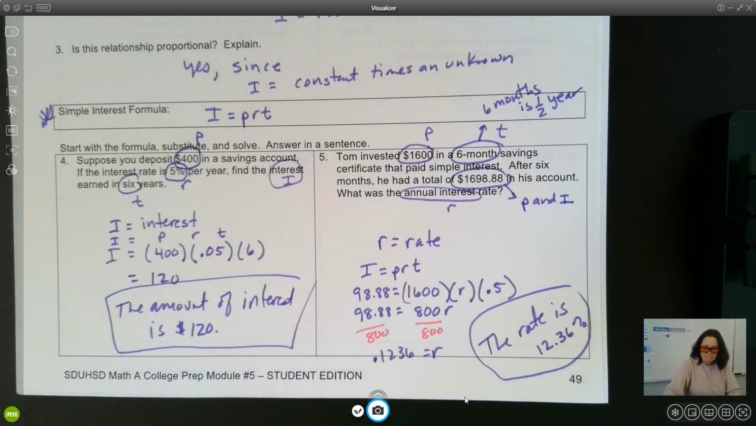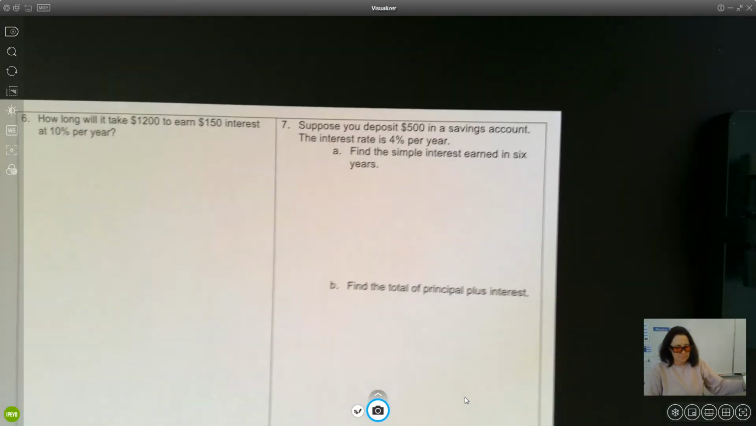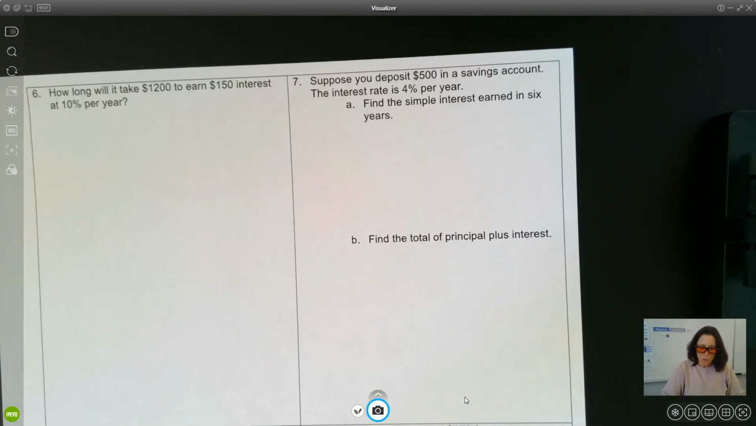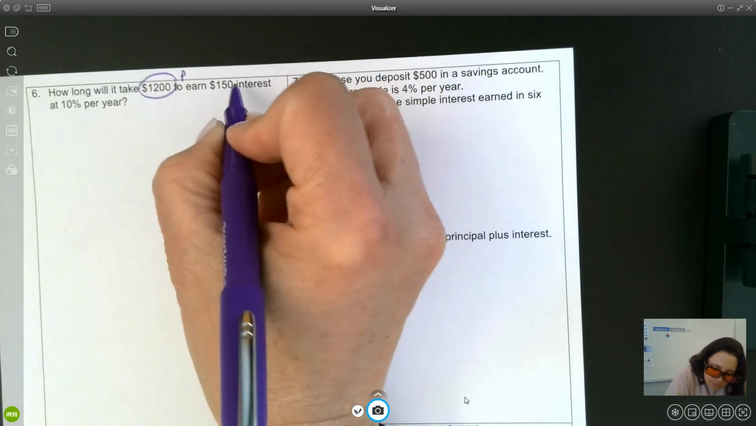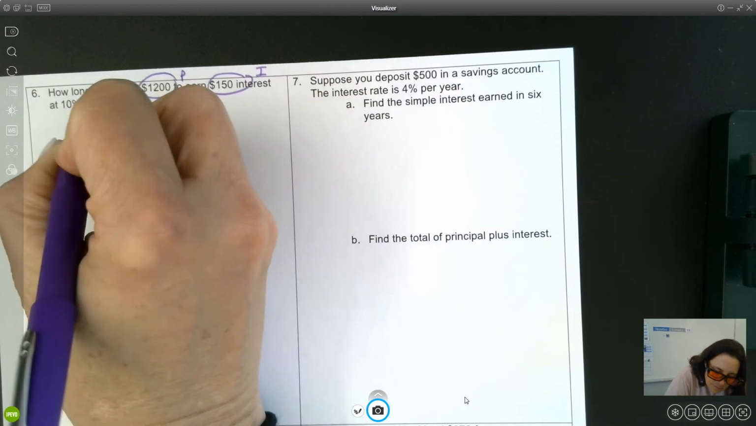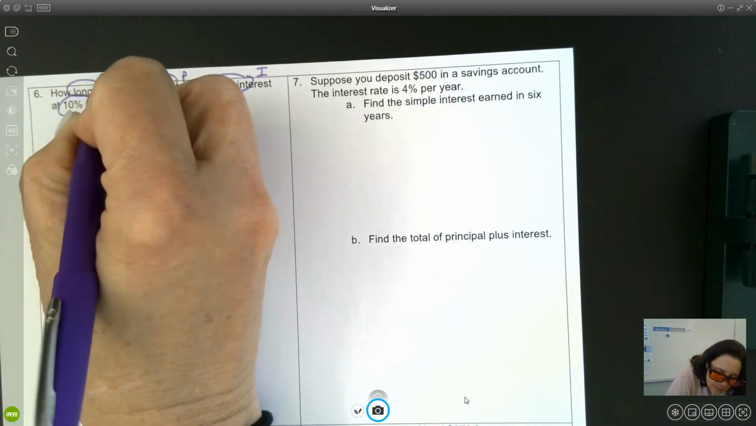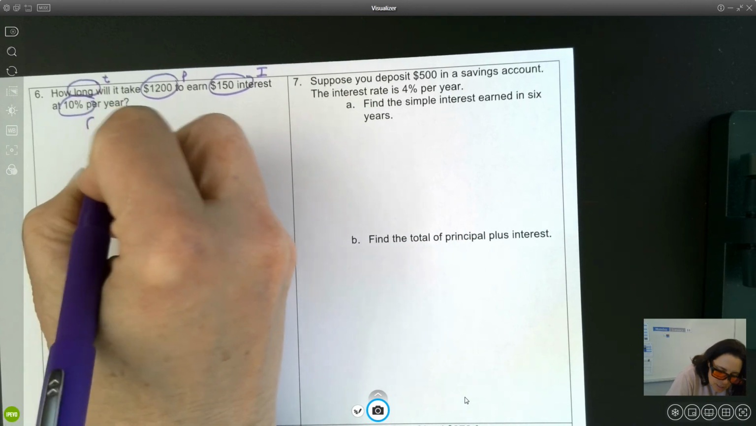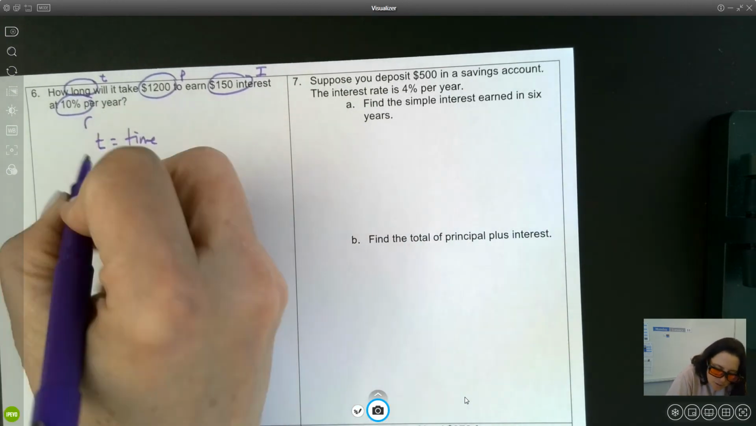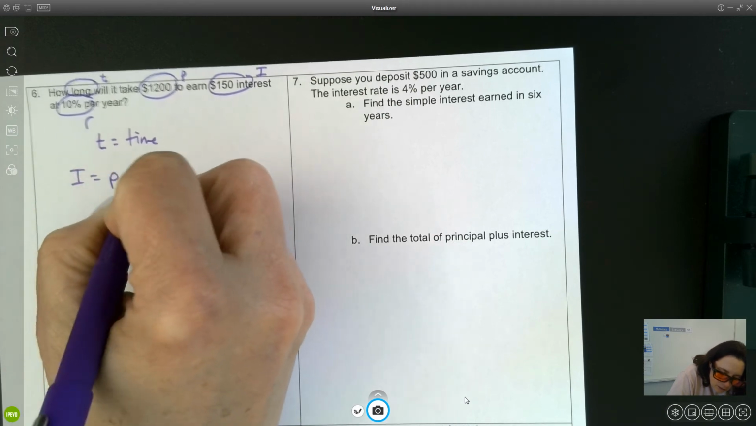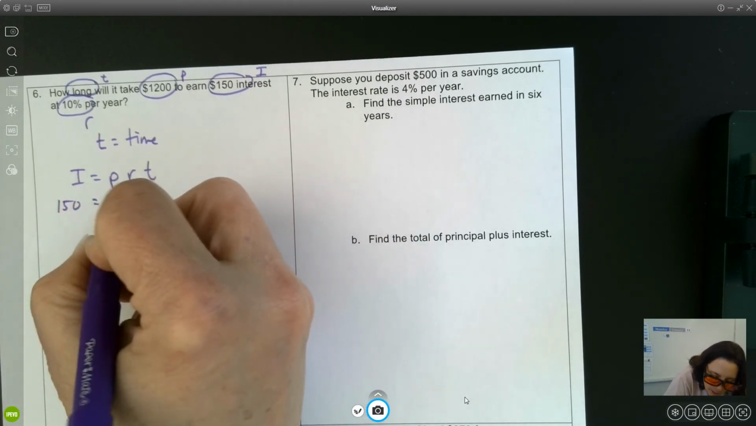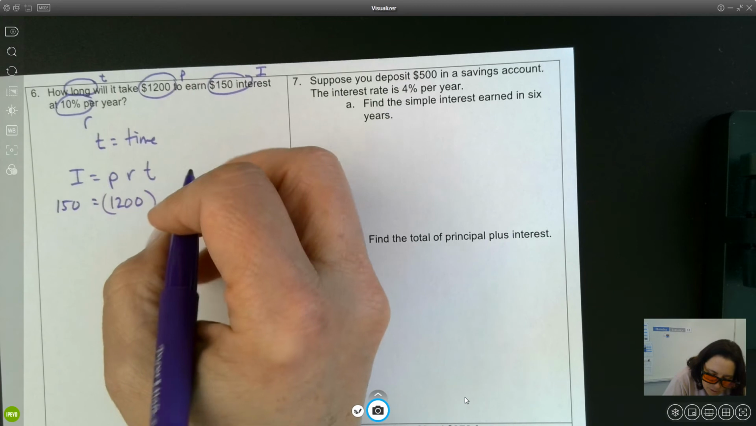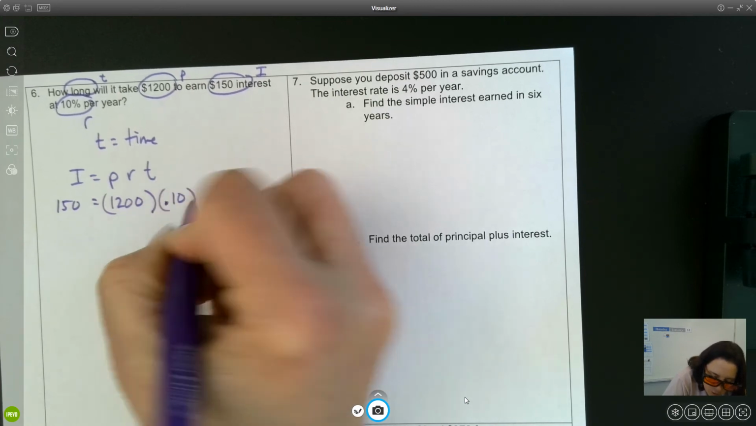All righty. Next problem. How long will it take $1,200 to earn 150 interest at 10% per year? So here's the principal. Here's the interest. Here's the rate. And the T is our unknown. So T is time in years. I equal PRT. So we've got 150 plugged in where the I is, 1,200 plugged in where the P is, 10% is written like that.